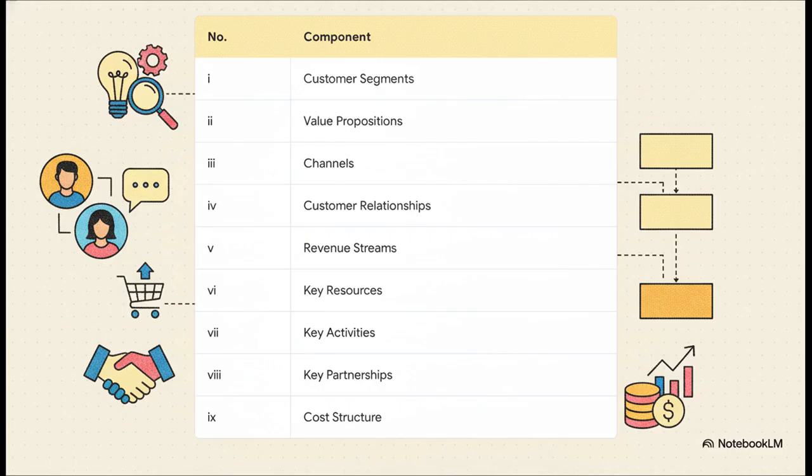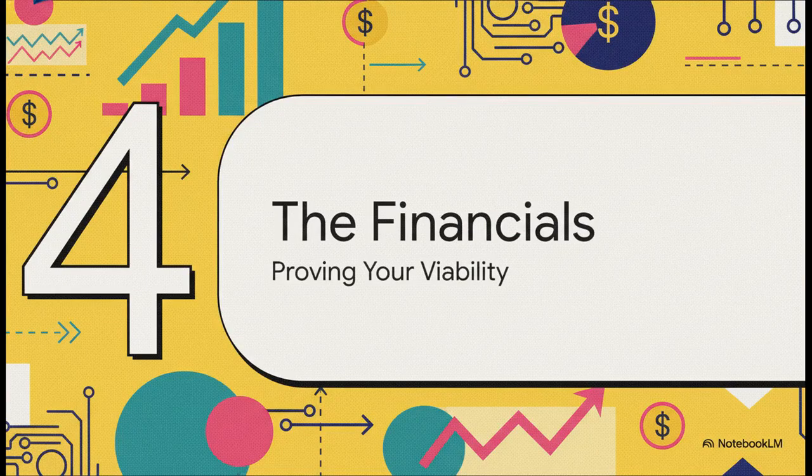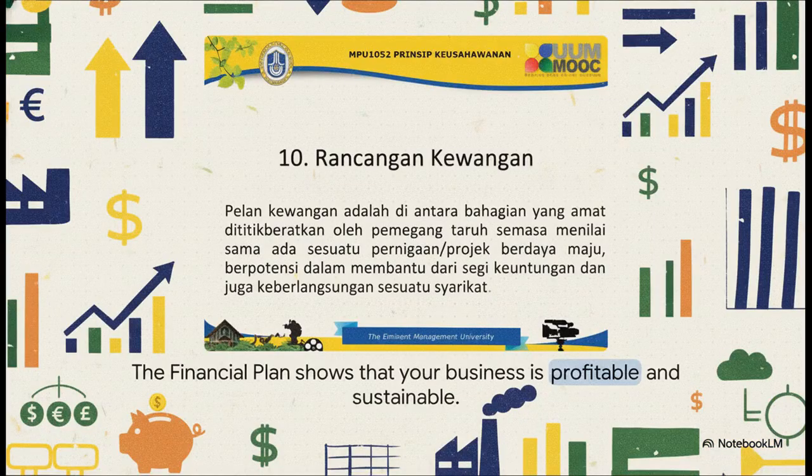Okay, now let's zoom in on a piece of the puzzle that is absolutely crucial no matter which tool you're using. We're talking about the financials, because this is where the rubber meets the road. It's where your awesome idea has to prove it can actually make money. So what you're seeing here, this comes straight from some university material, is the financial plan section, or the Rancangan Keuangan. This is the part where you stop talking about passion and start talking about profit. It's all about the numbers. What are your costs? Where's the revenue coming from? And what's your path to actually being a sustainable, profitable business?